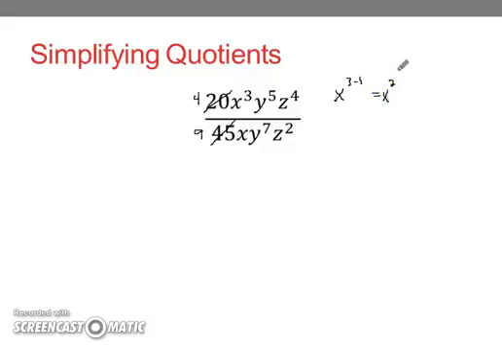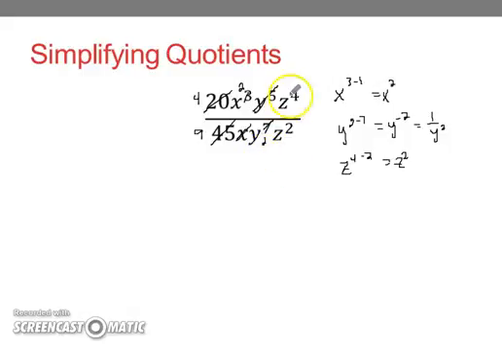Another way of thinking about it is there's 1 x on the bottom, 3 on top, so this one would cancel out with one of these and you'd be left with an x squared. Then you would have y to the 5th minus 7, so y to the negative 2. Since that's a negative exponent, this is actually the same as 1 over y squared. Looking at y to the 5th over y to the 7th, there's 5 y's on top, 7 on the bottom. All 5 of these would cancel out, and you'd be left with 2 on the bottom. And then z to the 4th over z squared: 4 minus 2, you end up with z squared.